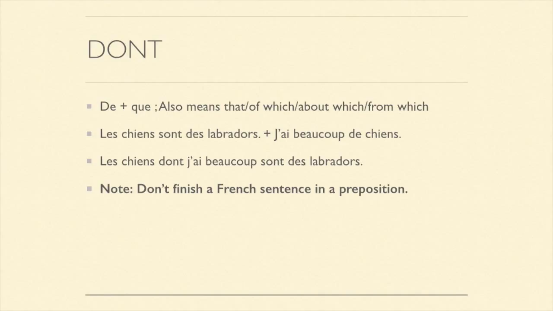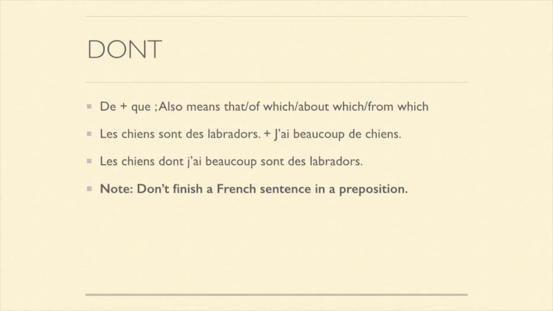And then we also have dont, which is a form of que. It's de plus que. So it also means that, or of which, or about which, or from which. There's a bunch of different translations for that one. So we have les chiens sont des labradors. The dogs are Labradors. And then we also have the sentence j'ai besoin de chiens. If we combine them, then we would use dont. Les chiens dont j'ai besoin sont des labradors. What we're doing here is we're saying les chiens de que j'ai besoin sont des labradors. But instead of saying de que, because that's not a phrase that we use in French, we would say dont.